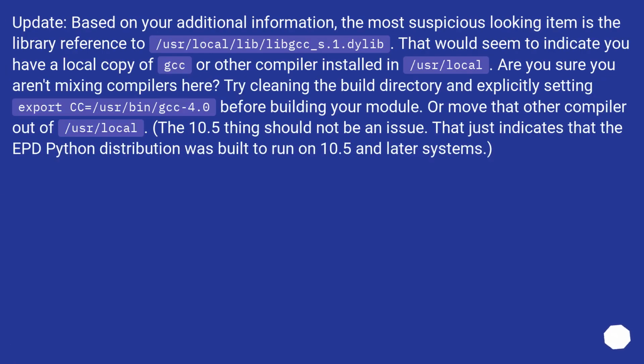Update: based on your additional information, the most suspicious looking item is the library reference to .1.dylib. That would seem to indicate you have a local copy of GCC or other compiler installed in /usr/local. Are you sure you aren't mixing compilers here? Try cleaning the build directory and explicitly setting export CC=/usr/bin/gcc-4.0 before building your module. Or move that other compiler out of /usr/local.